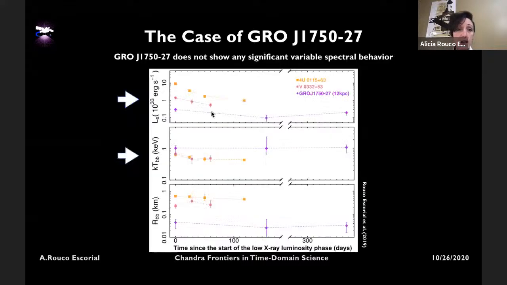As you can see here, the 4U and B sources show temporal decay in luminosity and in temperature. However, no significant changes in luminosity and temperature were seen for 1750. So the difference in the cooling behavior of 1750 may be either because the system did not accrete as much matter as the two others and therefore didn't get as heated up, or maybe this emission is not due to cooling.